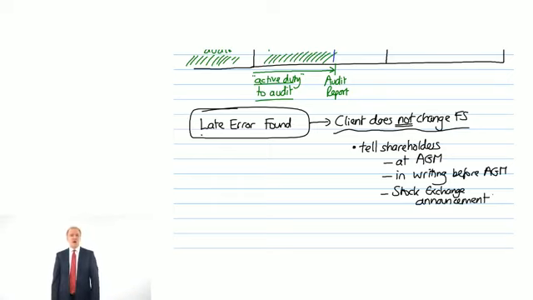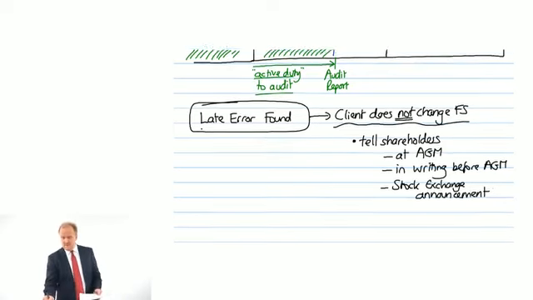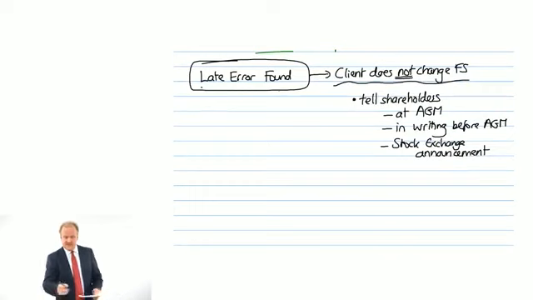To be frank, no one really cares. Just tell the shareholders. So, late error discovered after the audit report's been signed, but before the AGM, tell the shareholders if the client says they're not changing the accounts. But the far more interesting bit is what happens if the client announces that they will be changing the accounts.